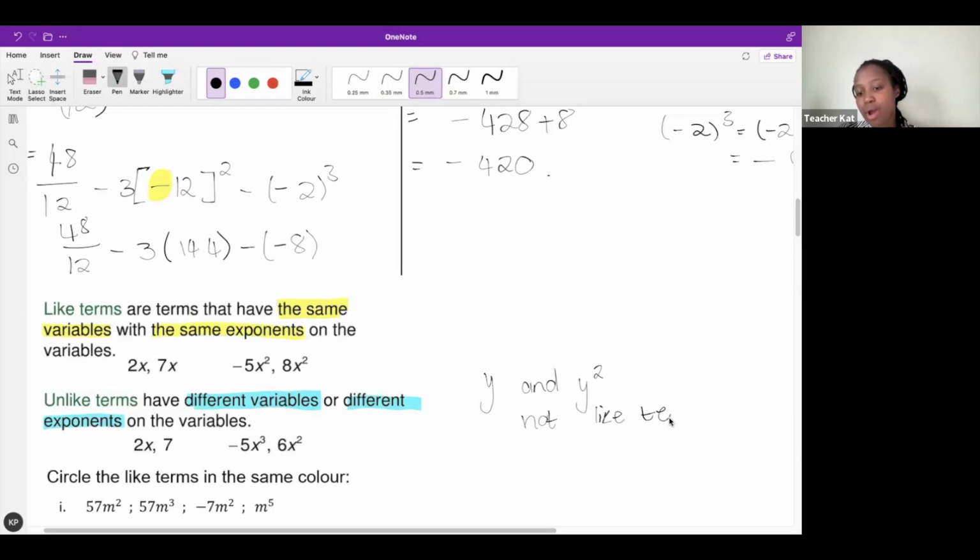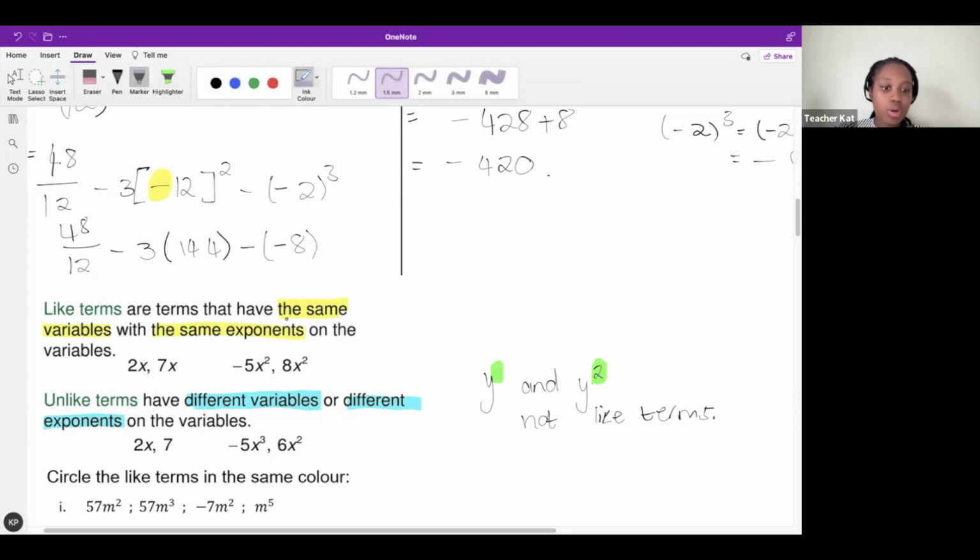Y and y squared are not like terms. Why are they not like terms? They are the same variable, but what are they missing? What's missing from these two terms that could make them like terms? Nice, Ionela. They have different exponents. This one has nothing there, which means there's 1, and this one has a squared or a 2. So these wouldn't be like terms because they have different exponents.